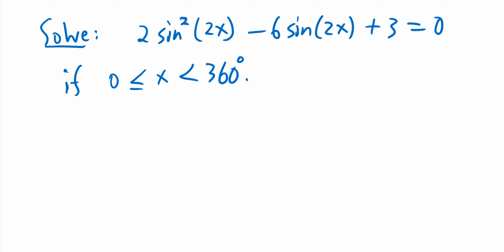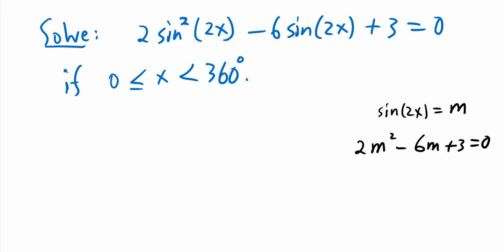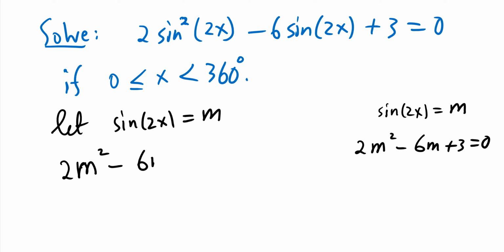Well, the first thing that strikes me is, wait, the sine 2x terms look the same. If you happen to take sine 2x to be m, that equation turns out to be 2m squared minus 6m plus 3 equal to 0. If you like to solve it this way, we can do so. So you can say let sine 2x equals m. The given equation becomes 2m squared minus 6m plus 3 equals 0.